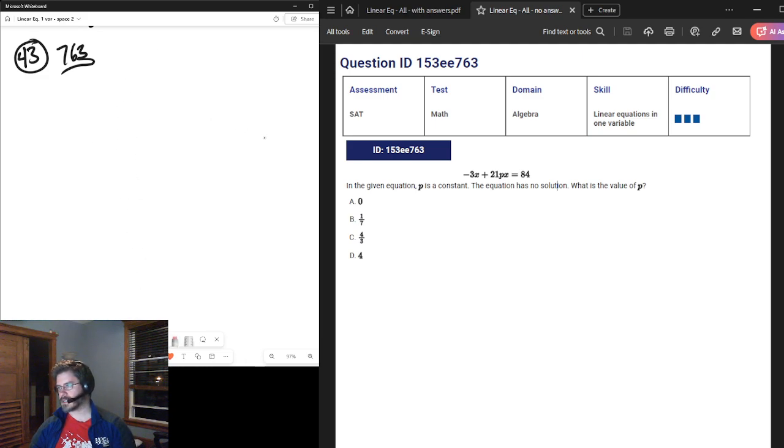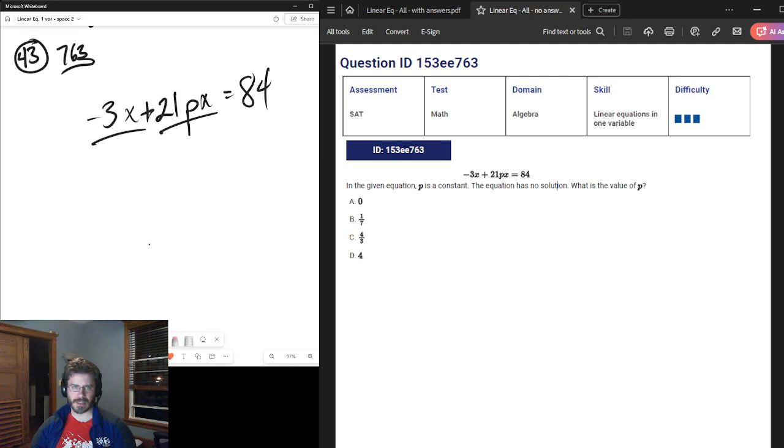All right, let's go ahead and see what's going on. Negative 3x plus 21px equals 84. And they're saying that there is no solution for this. So that means that these x terms need to cancel completely because there are no x terms on that side. There are 0 x's. Is that what that means? Yeah, that's pretty much what that means.